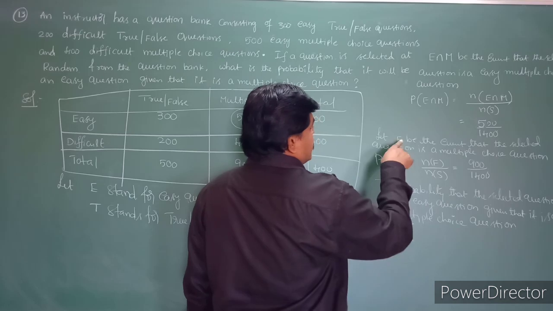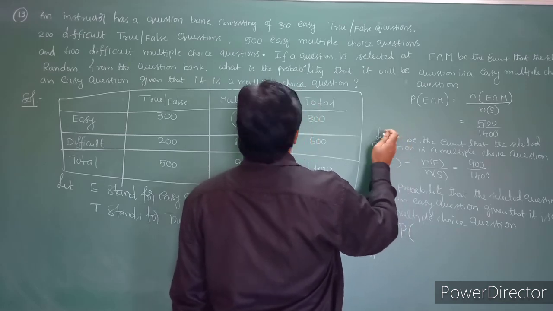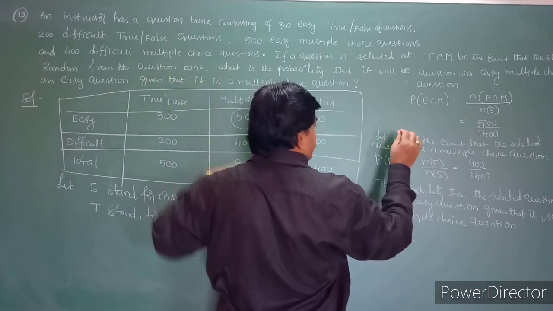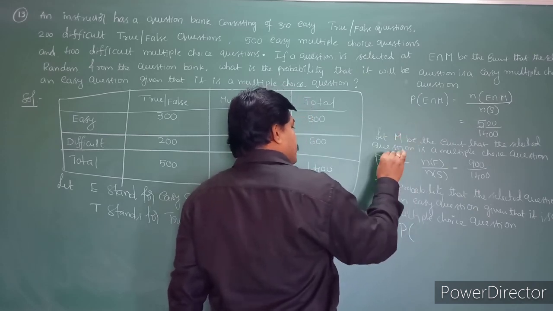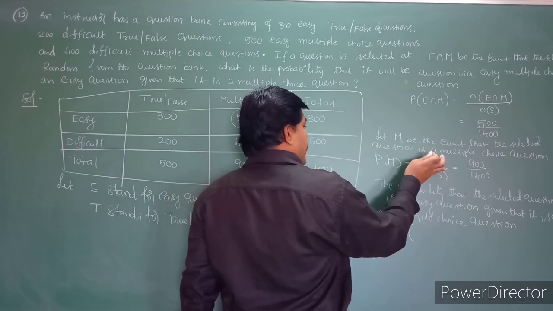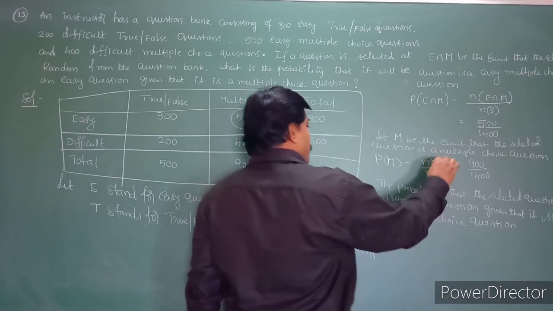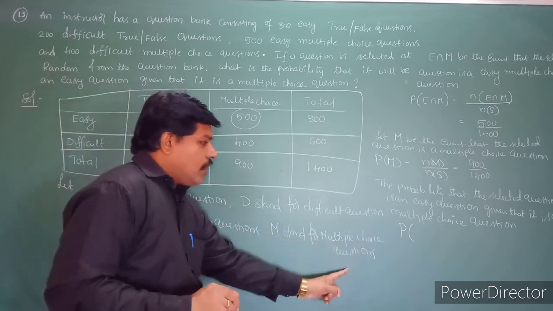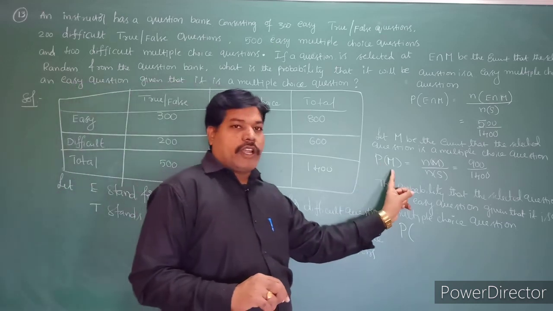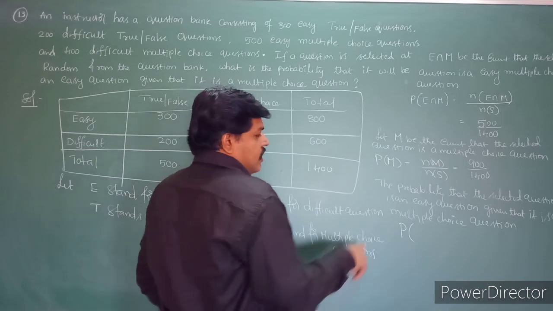Instead of F, we can take that multiple choice question as M, because we have already taken that notation. M stands for multiple choice question only, so we have to take M.